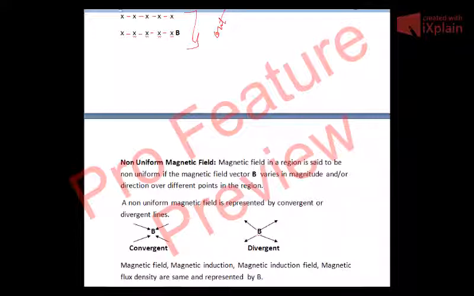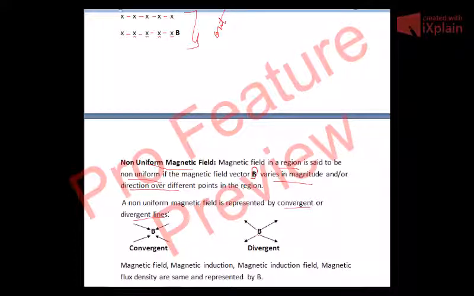Okay, now let us discuss non-uniform magnetic field. Magnetic field in a region is said to be non-uniform if the magnetic field vector B varies in magnitude, if the magnitude of the magnetic field is different at different points in the region, or the direction of the magnetic field is different. A non-uniform magnetic field is represented by convergent or divergent lines.